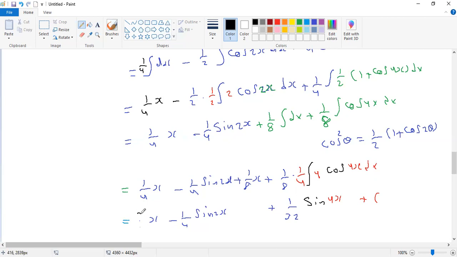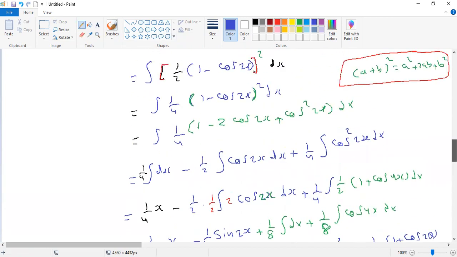It takes 3 over 8. Why? Because 1 over 4x plus 1 over 8x is 3 over 8x. Minus 1 over 4 sine 2x. And what I have here is a plus 1 over 32, so plus 1 over 32 sine 4x. So now this is the answer: 3 over 8x minus 1 over 4 sine 2x plus 1 over 32 sine 4x.